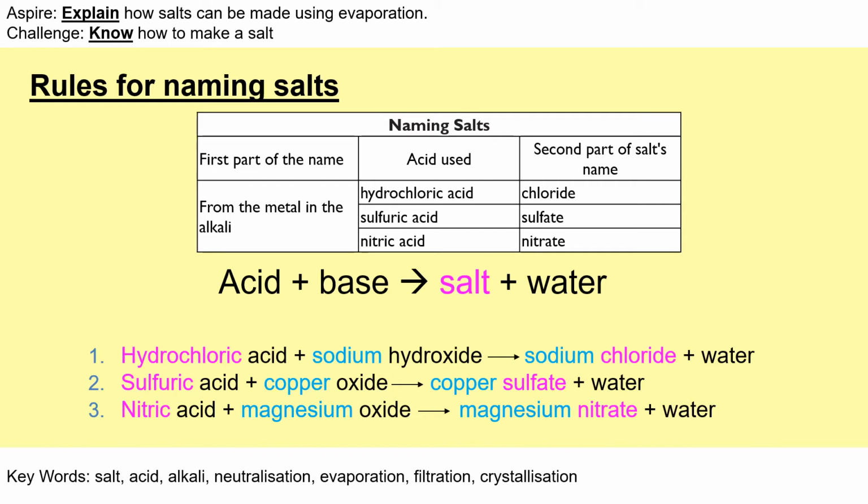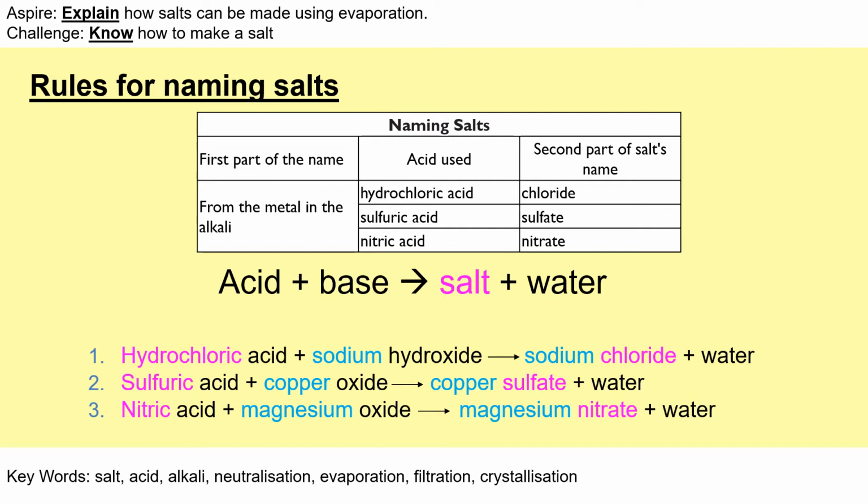The first part of the salt's name always comes from the first word of the alkali. So you can see these examples below. We have hydrochloric acid. So we know the second part of the word of the salt will be chloride because we know hydrochloric acid makes a chloride salt. And the first word of the salt will come from the first word of the alkali, which is sodium. So hydrochloric acid plus sodium hydroxide will make sodium chloride plus water.